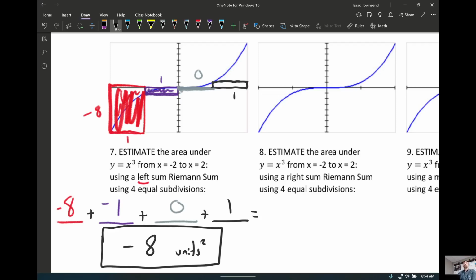Okay, so if you can do that one, the only difference with question 8 is how the rectangle is set up. So now it's a right sum, so if you would go ahead and start that one if you have not yet. Give me a minute to do it too, plus a minute for you to finish, and we'll make sure that we're okay there.